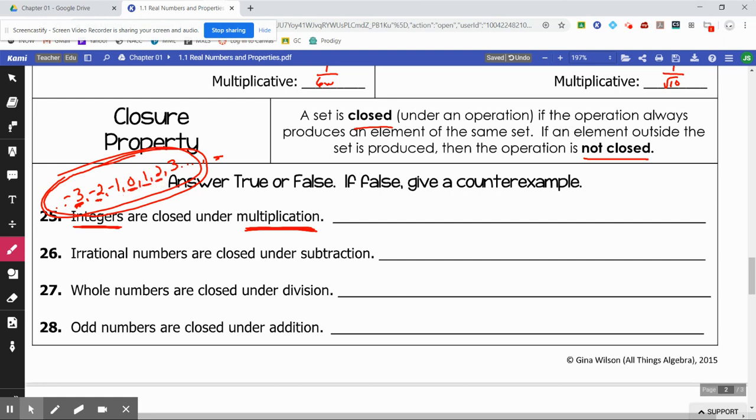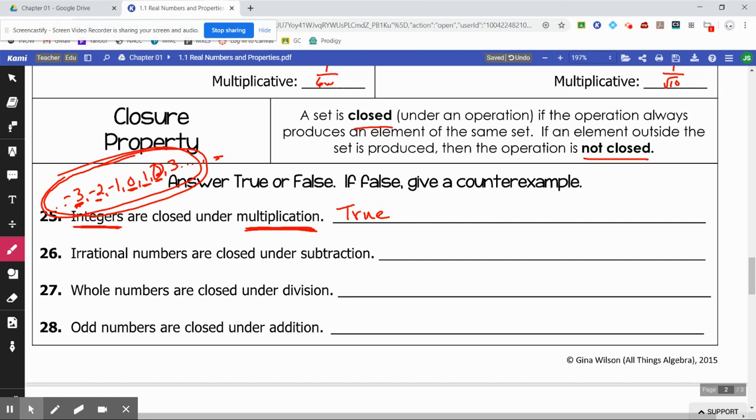If you multiply 2 and 1, does that give you another integer? Yes, 2, it's right here. So integers, since there's no way you can produce something that's not an integer by multiplying, is yes, closed. So that would be true. It says if it is false, give a counterexample.